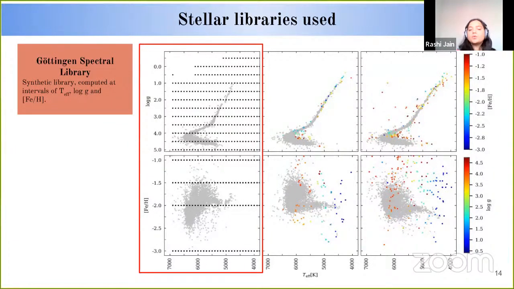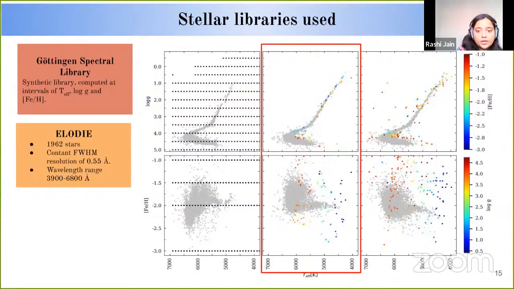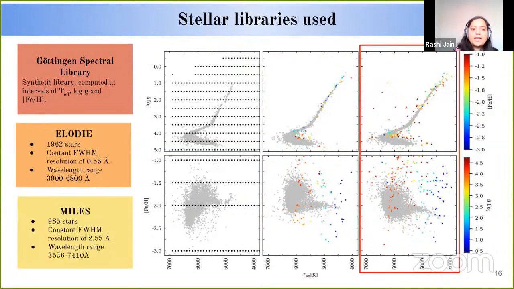So in our study, we repeated the same analysis, but instead of using a theoretical library, we used two popular empirical libraries. We used ELODIE, and the stars here are the ELODIE stars, and we have only used the stars that satisfy the temperature and metallicity range of the stars in the cluster, and the second library, MILES. We performed the full spectral fitting of the stars using these two libraries and derived the effective temperature and metallicity of these stars.